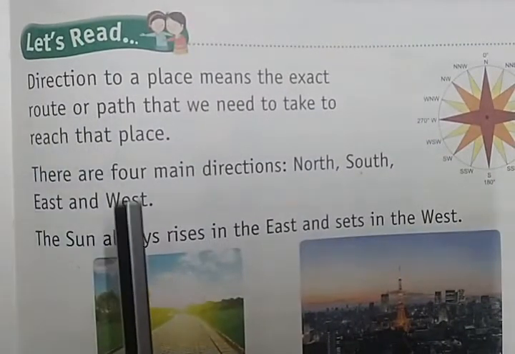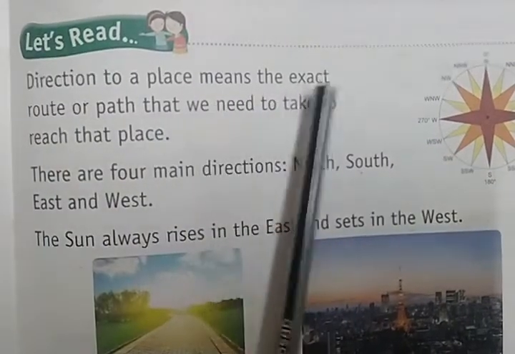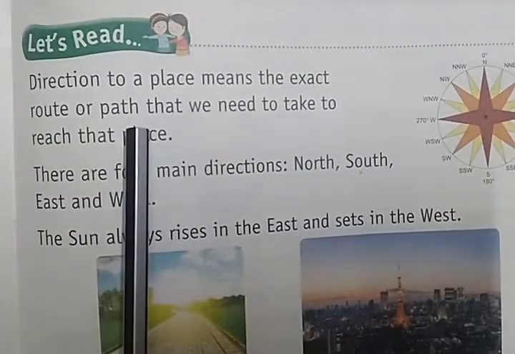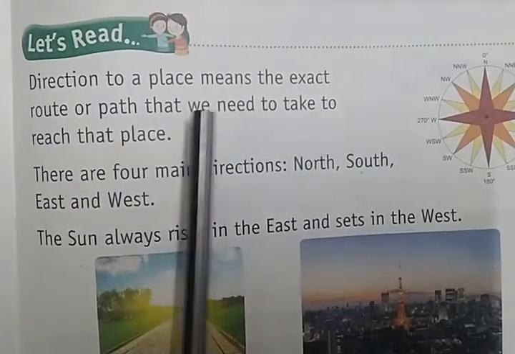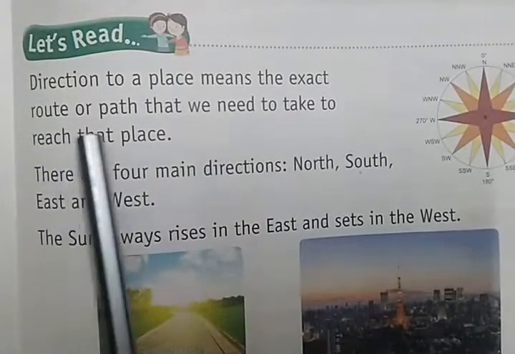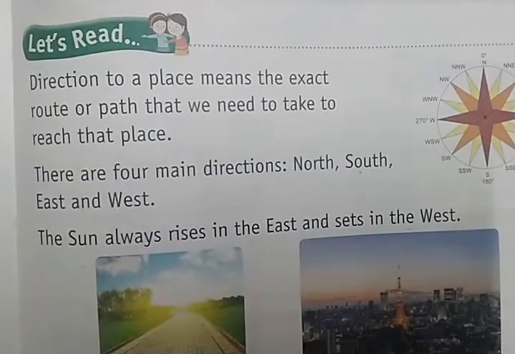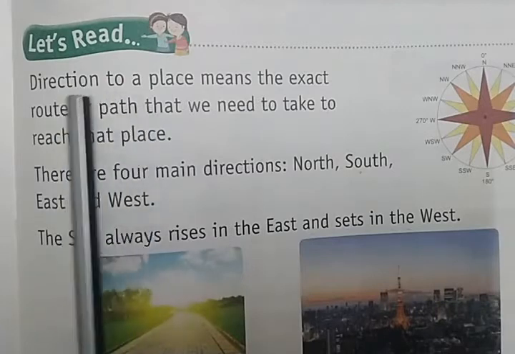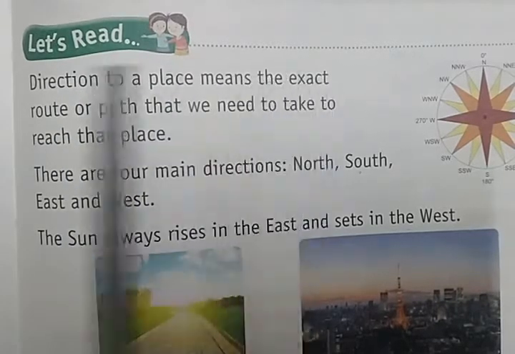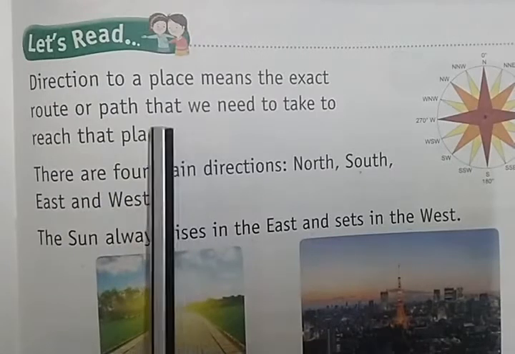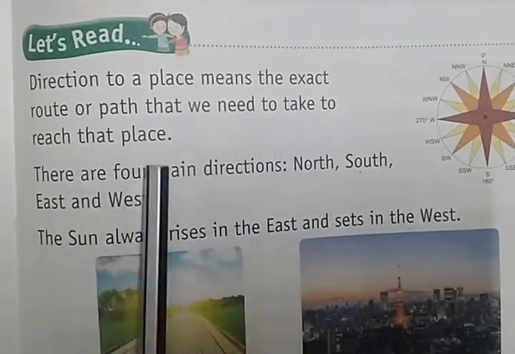Direction to a place means the exact route or the path that we need to take to reach that place. So direction means what? Direction to a place means the exact route or path that we need to take to reach that place.